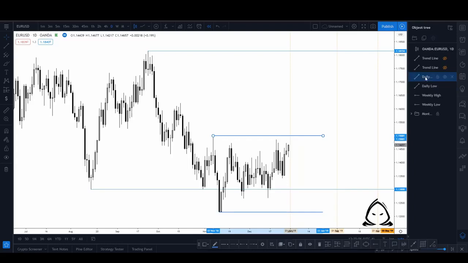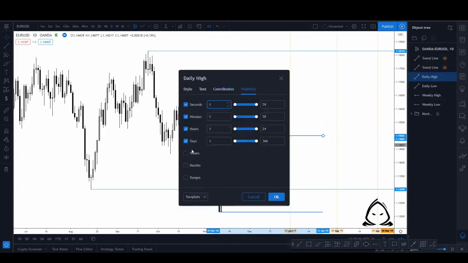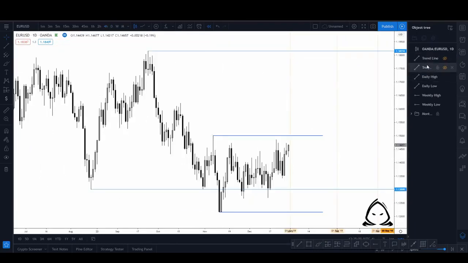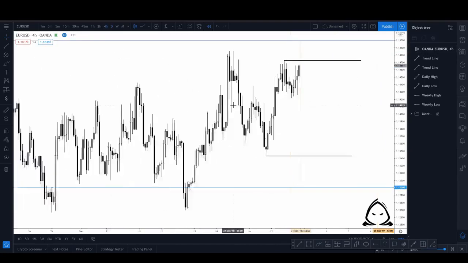The neat thing that TradingView has added recently is on the object manager, if you've put in visibility filters, so you can see I don't have this showing on the weekly, and if I navigate down to the 4-hour, you can see that this is not shown on the daily. So when I'm on the daily chart, these lines that are the 4-hour high and low have an orange eyeball. You can see which objects are actually visible on the particular time frame that you're on.